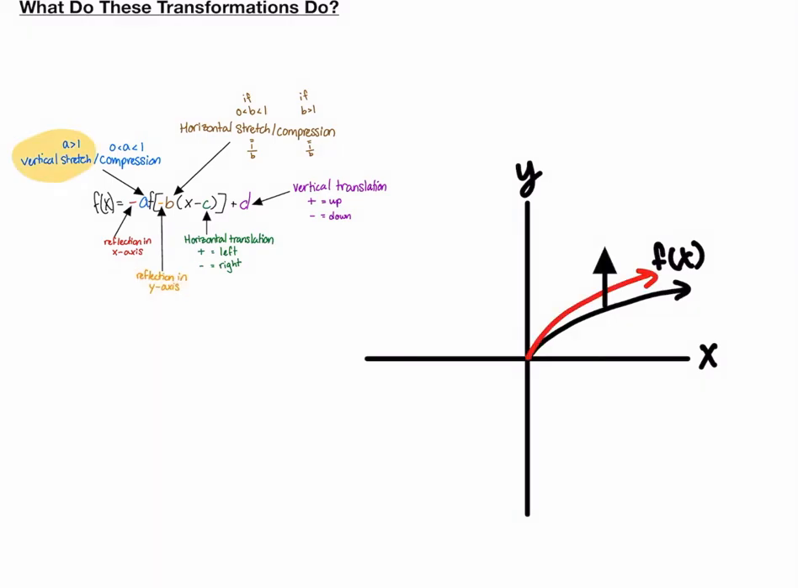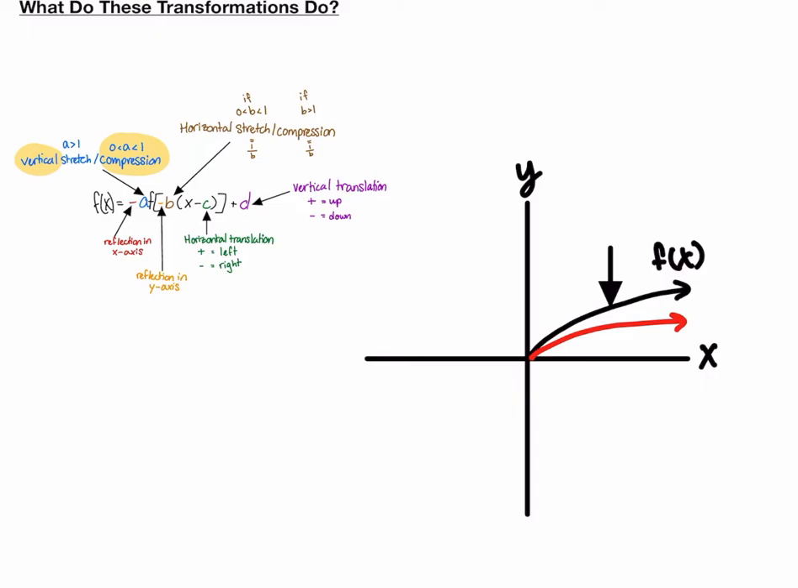A, depending on its value, can be a vertical stretch or compression. When a, ignoring the negative sign if it's there, is greater than 1, you'll have a vertical stretch. So you can imagine the original function being pulled upwards in the vertical direction, producing the function illustrated in red. When a is a value between 0 and 1, also ignoring the negative sign in front of the a, if there is one, then you'll see a vertical compression. So you can imagine the original function being pushed down in the vertical direction, producing the function in red.